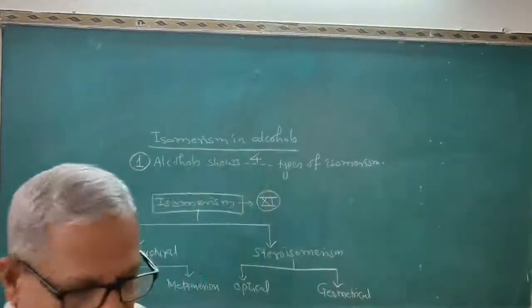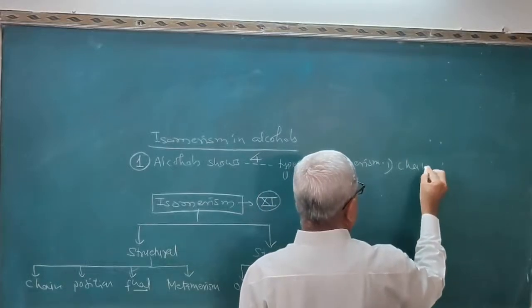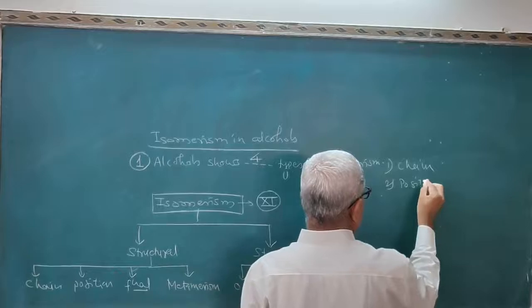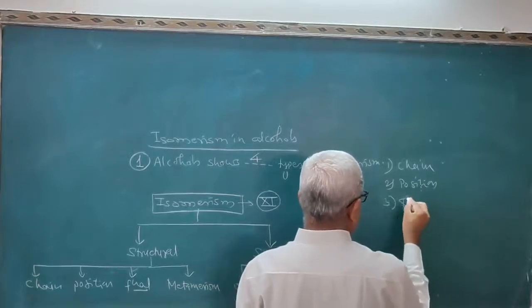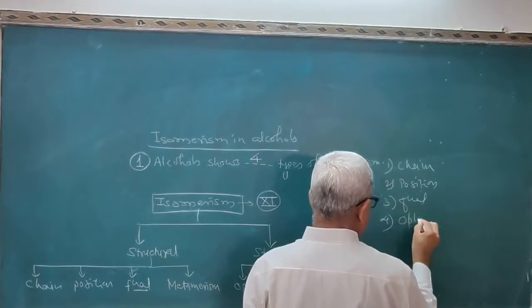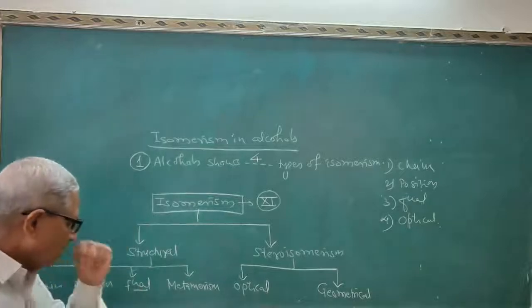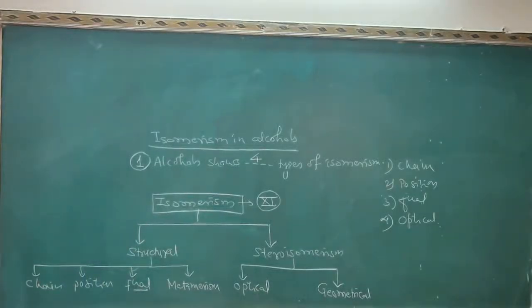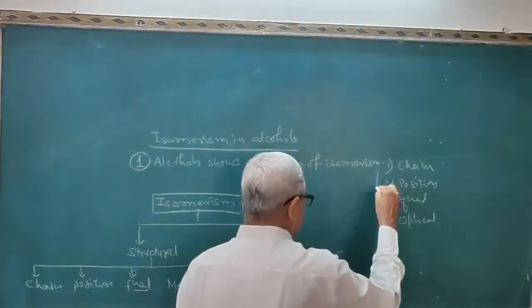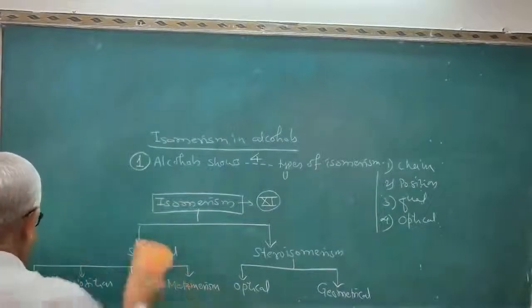Now see the first one. One is chain isomerism. Second is position isomerism. Third is functional isomerism. And last one is optical isomerism. So these are the 4 types of isomerism shown by the alcohols. Now I will explain these 4 types of isomerism in detail with suitable examples.